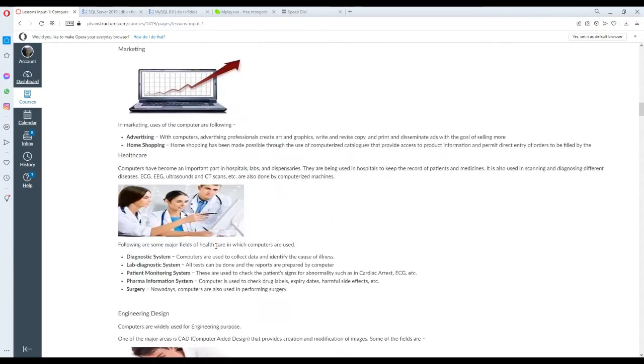Marketing can also be used for advertising and home shopping. If you are familiar with Facebook, if you are browsing Facebook, you can see that there are different ads.